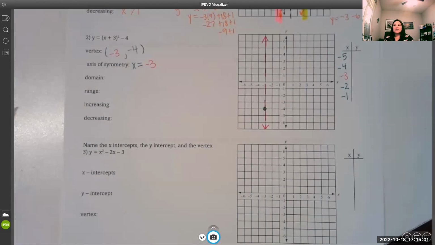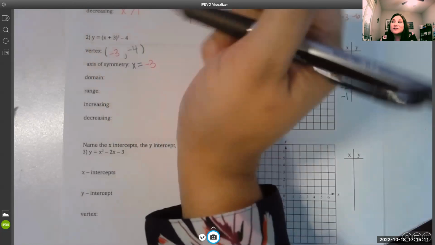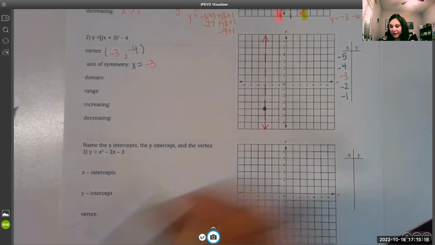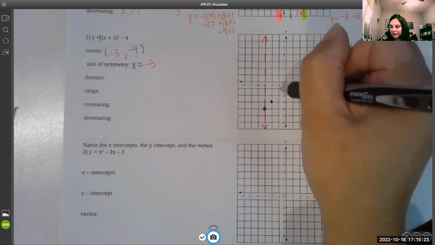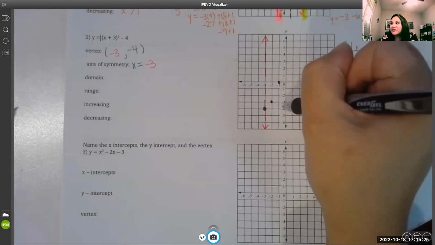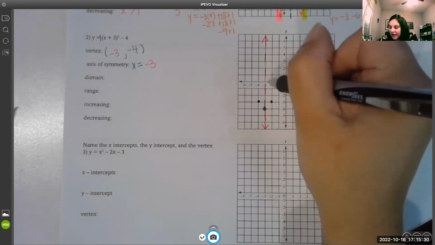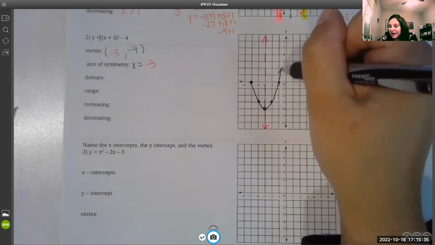The other thing that is helpful on this problem is that in front of the parentheses, there's no symbol, there's no minus. So this is going to point upward. That's a 1, which means the stretch value is 1, and this is the parent graph. You can go over 1, up 1, over 2, up 4, and that's because 2 to the second power is 4, 1 to the first power is 1. Use the axis of symmetry as a mirror to mirror this image over to the other side.